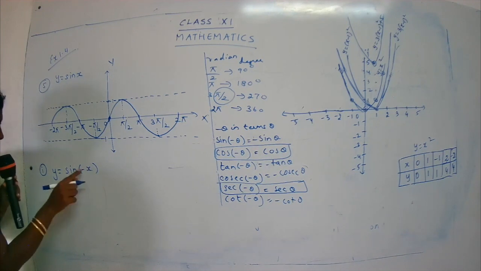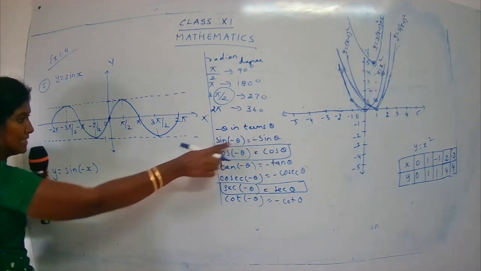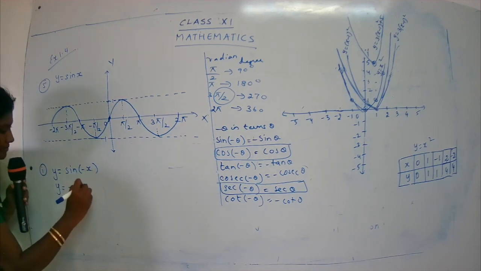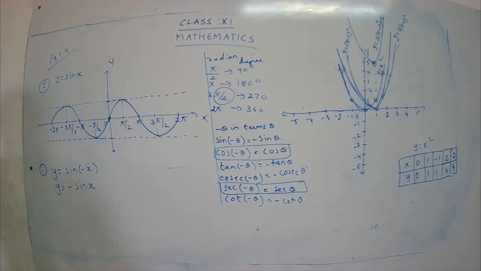So y is equal to sine of minus theta, which gives you minus sine theta. That means, in terms of x, what is y is equal to sine of minus x? y is equal to minus sine x. Done. Now let's draw the graph and try to plot the function.